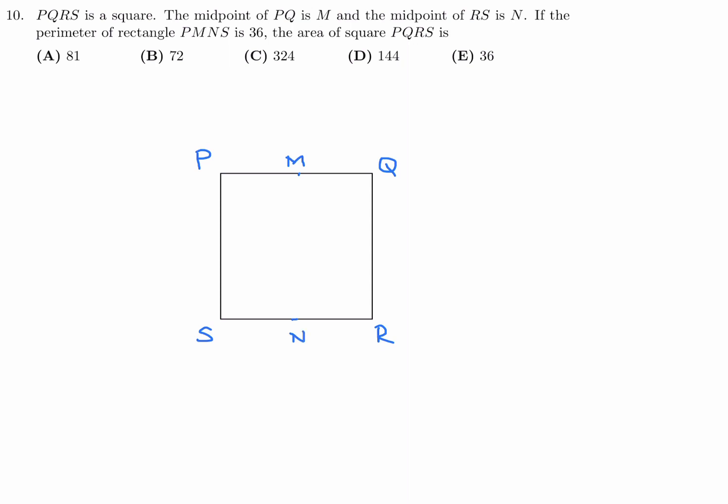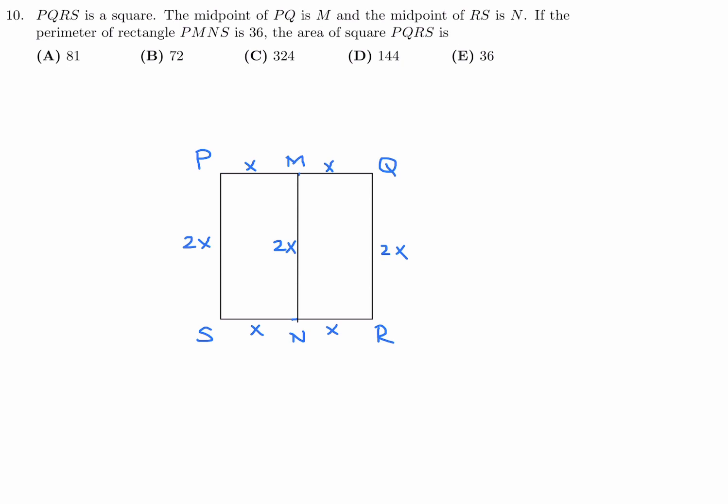And now we have to figure out a few things here. So first let's join M to N. And they're saying that the perimeter of PMNS is 36. Okay, well, it's a square, so all the sides are the same. So this is x, this is x, this would be 2x, right? All the sides have to be the same. And then the distance from M to N is also going to be 2x.